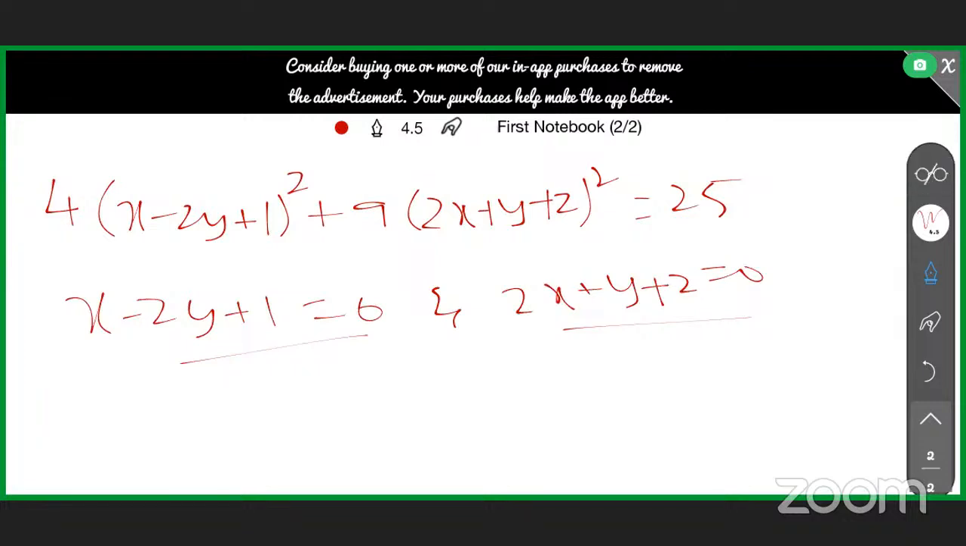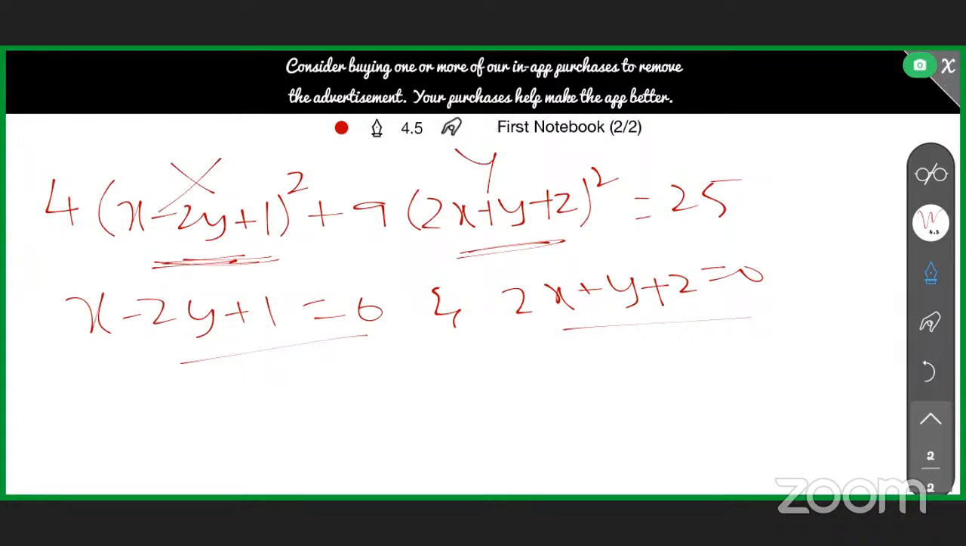Now let us simplify the equation. What are they telling? This is in the form of ax + by + c, which is the general equation of a straight line. So they are already telling in the question itself that x - 2y + 1 and 2x + y + 2 are two straight line equations, and these straight lines are made as a new x-axis and y-axis. That means this entire thing is made my new x, and this entire thing is made my new y.